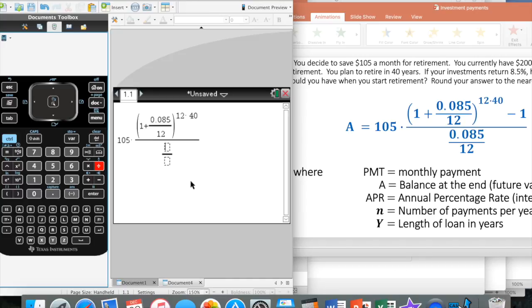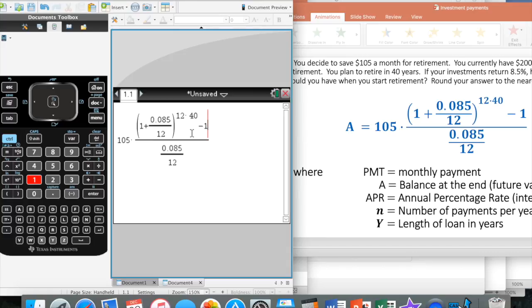Control division sign is a fraction, 0.085 divided by 12. It looks like I forgot this minus 1 here. I totally forgot that. I don't know why, but I always do that. So minus 1. Don't forget to do that on yours. All right, now I just hit enter. And when I hit enter, it gives me an answer here.